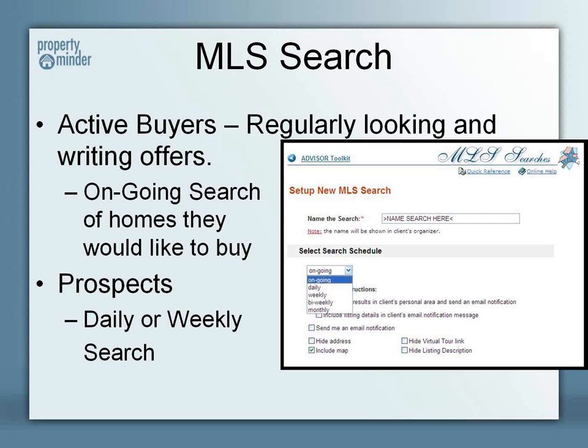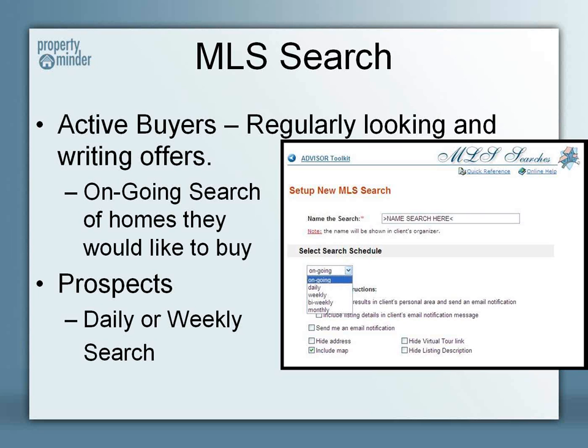But buyers that are not hot buyers, buyers that are maybe 30 days, 60 days out before making a decision, they don't want to get 4 or 5 emails a day from you. That's a great way to turn people off. So be careful with that. That's why we have the option for you to set up a daily search or a weekly search or a bi-weekly search. So only the active buyers get the ongoing searches. All the prospects, you'll set them up on a daily or weekly search of homes that they would like to buy.